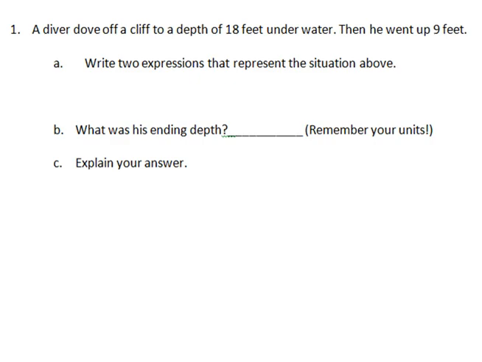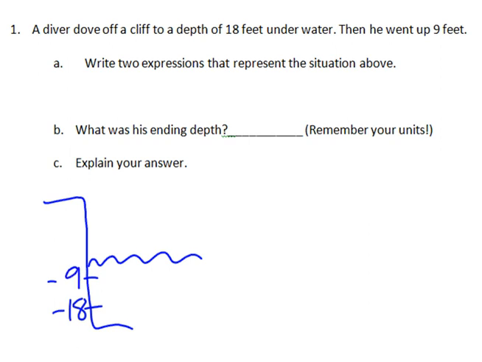Okay, number 1, a diver dove off a cliff to a depth of 18 feet, and then he went up 9 feet. So here's the cliff, here's the water. He dove off to negative 18, and then he went up 9 feet, which would put him still 9 feet below the water. Two different expressions to represent the situation.